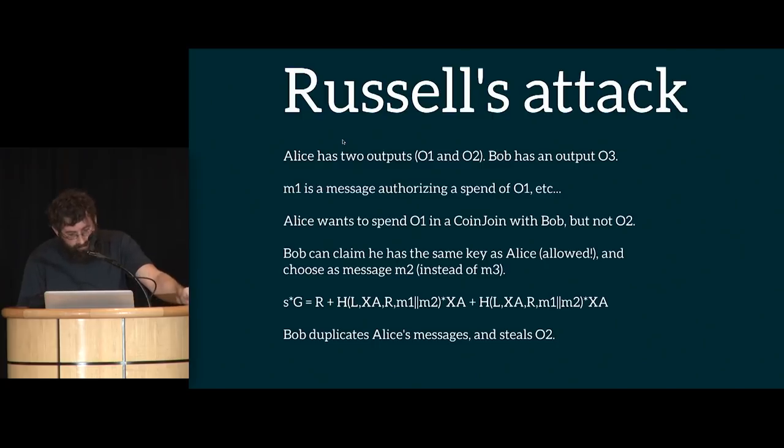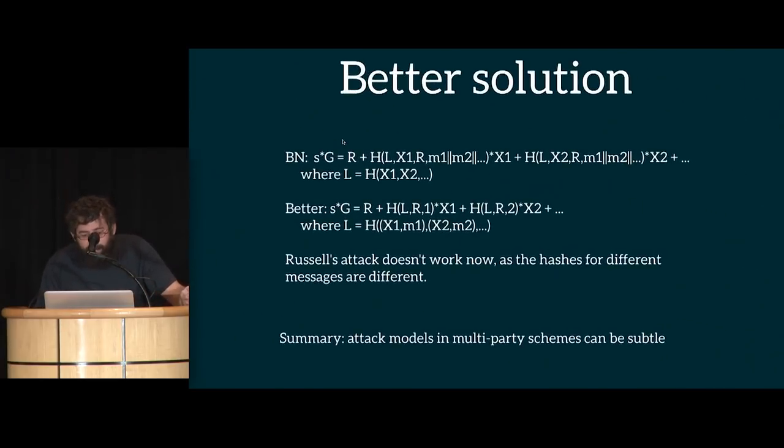But these two hashes are identical. So what Bob can do is duplicate all of Alice's messages in the multi-party protocol and end up with a signature that actually authorizes the spend of Alice's second output, which was unintended.